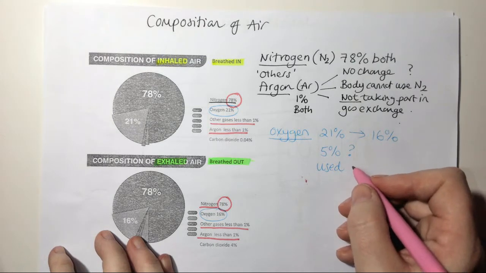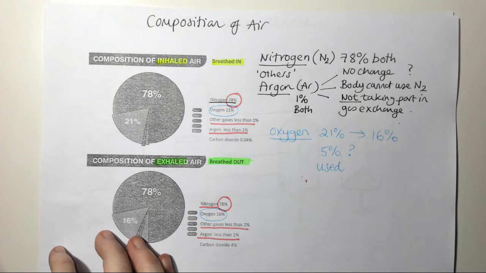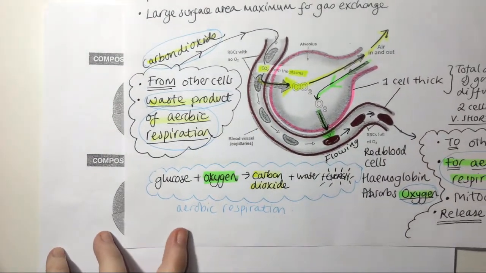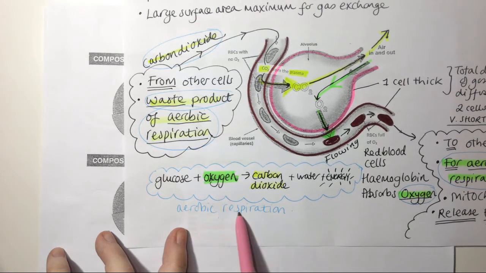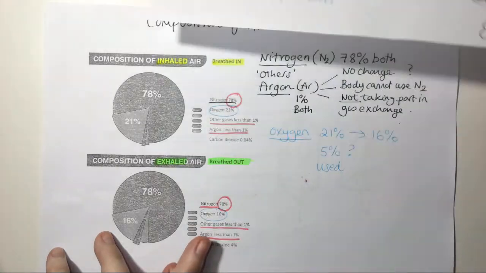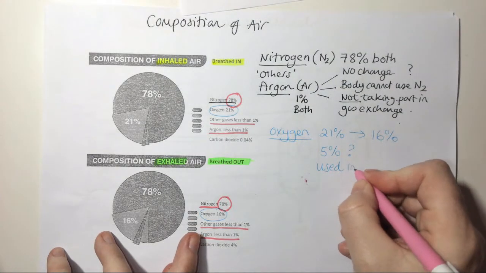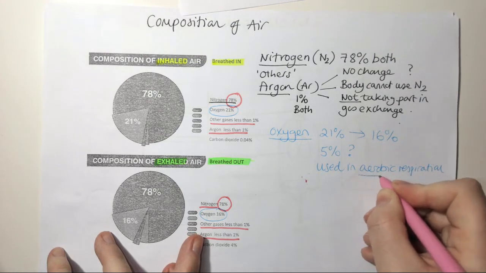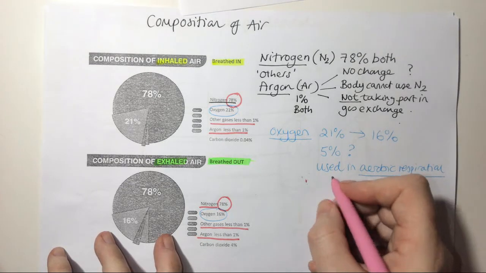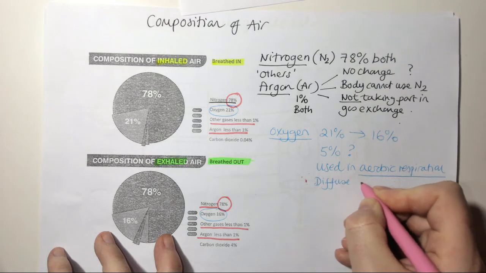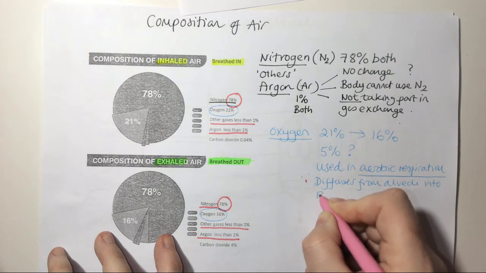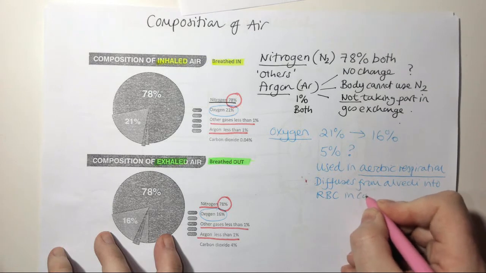To say it's just being used by the body is far too vague. If we think back to the previous video, what process needed oxygen? Well, the process that needed oxygen is aerobic respiration. So that must be what it's being used for. It's used in aerobic respiration. And that means that it diffuses from the alveoli into the red blood cells in the capillary.